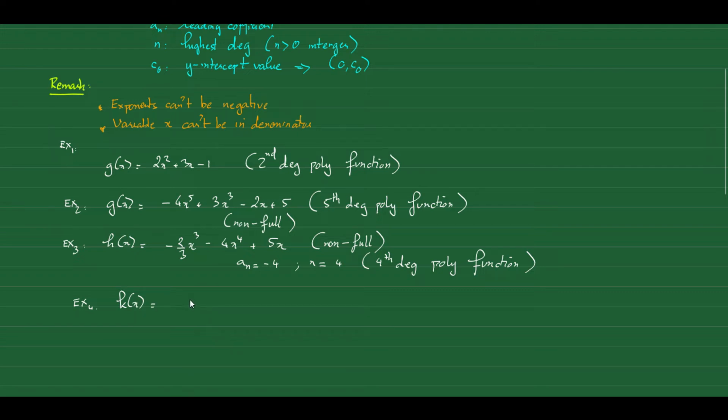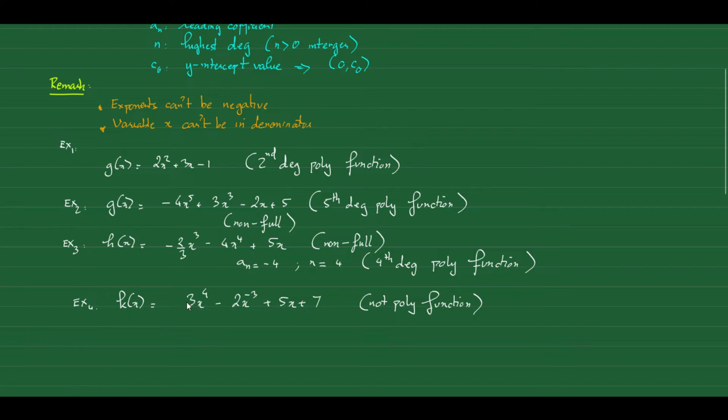What if I have 3x to the 4 minus 2x to the negative 3 plus 5x plus 7? Alright, do you think this is a polynomial function? Let's check the condition. Oh, look at this. The exponent is negative. Because this exponent is negative, this is not a polynomial function.